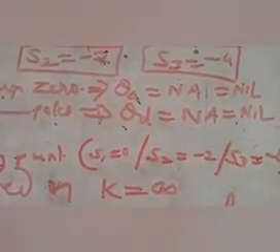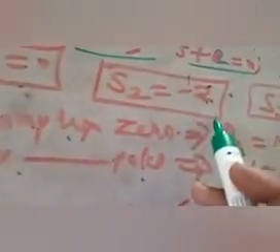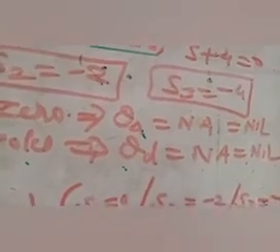So what is the final data? The number of zeros is equal to 0 and the number of poles is equal to 3. So what are the poles? s1 is equal to 0, s2 is equal to -2, s3 is equal to -4.